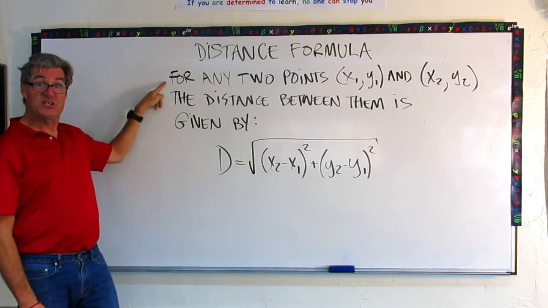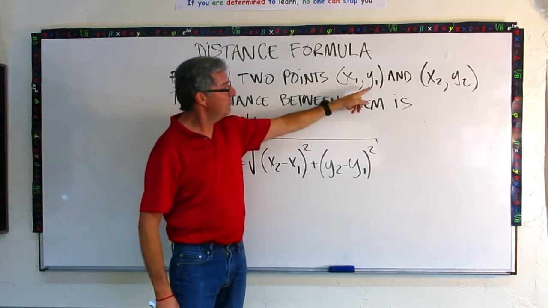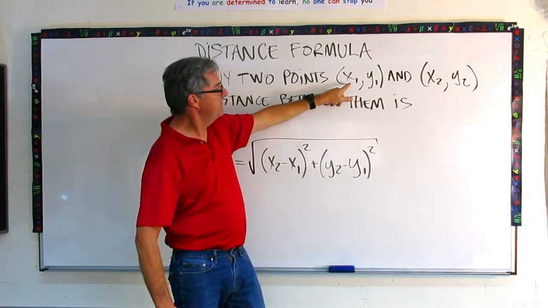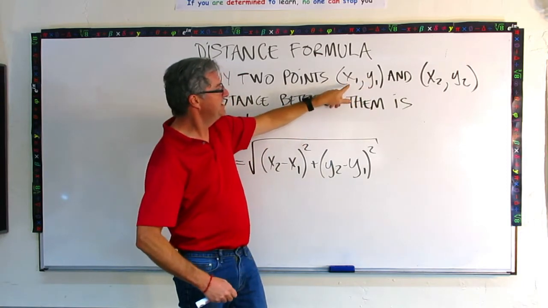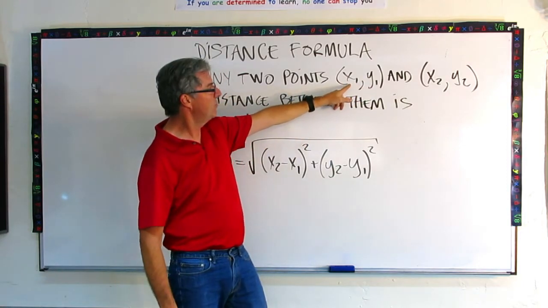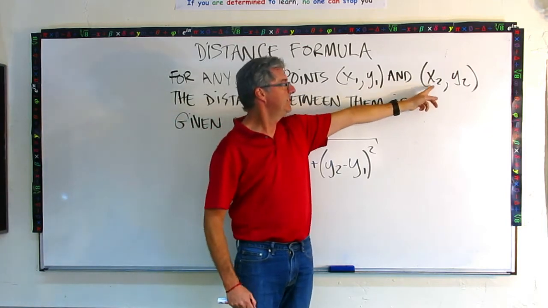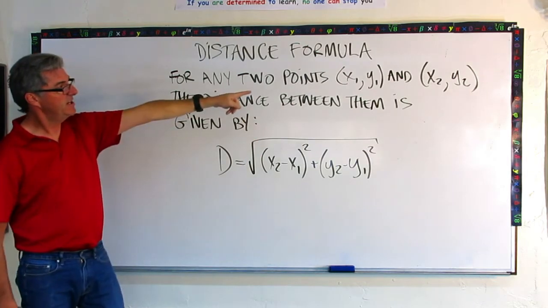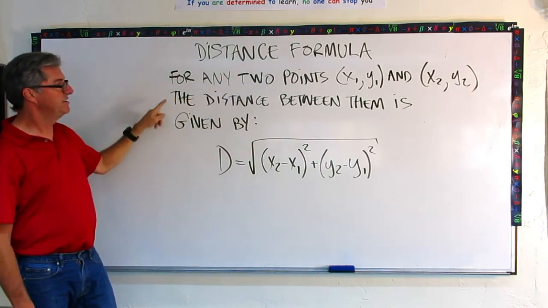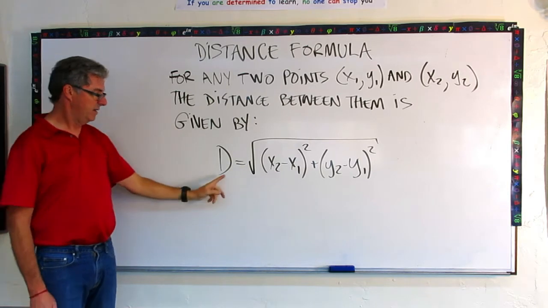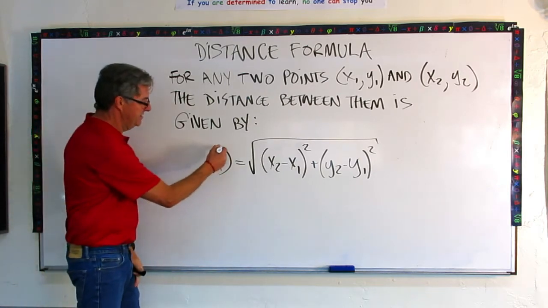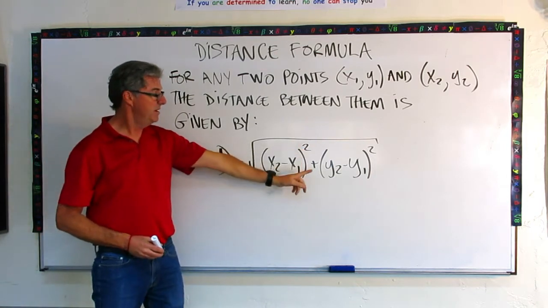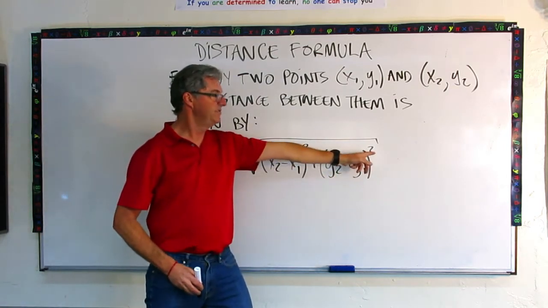So, for any 2 points, x1, y1, and x2, y2, so all we've done here is we've split up the x and y's to indicate that this is point 1, x coordinate 1, y coordinate 1, and this is point 2, x coordinate 2, y coordinate 2. So, for any 2 points, the distance between them is given by, big D for distance, the square root of x2 minus x1 squared plus y2 minus y1 squared.